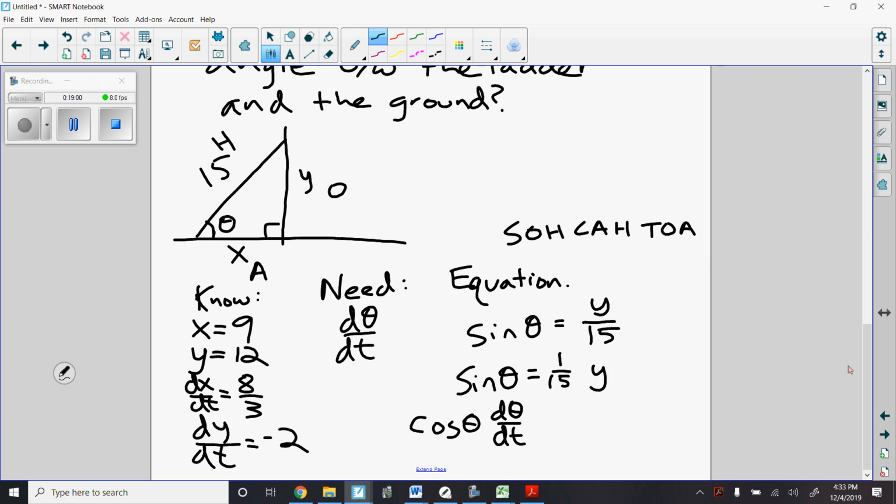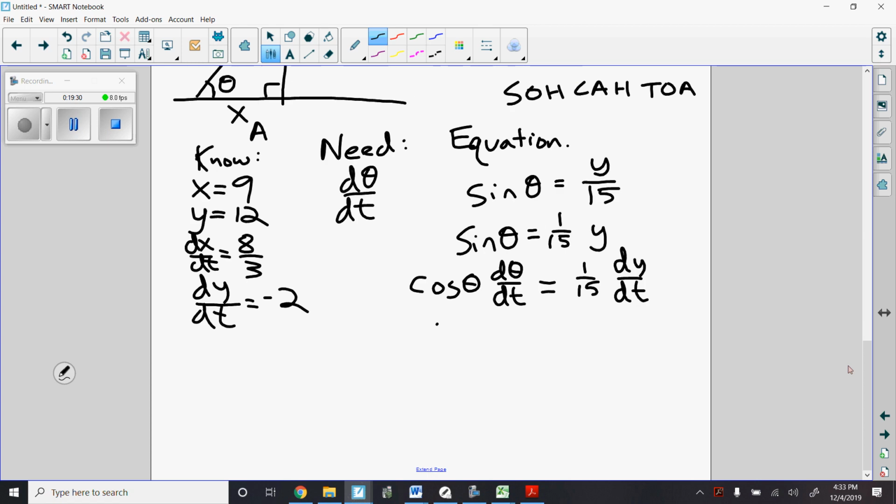What's then the derivative of 1/15 y? Well, that's just a nice linear equation. The derivative of 1/15 y is 1/15. Remember, I need to tack on my dy dt. Now I should be able to solve for d theta dt. But I got a little bit of an issue here. I need to know cosine theta, okay?